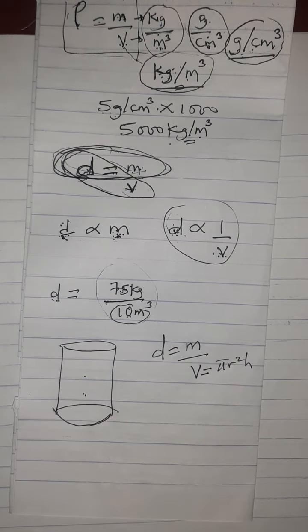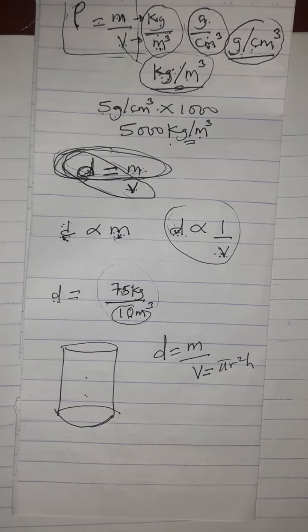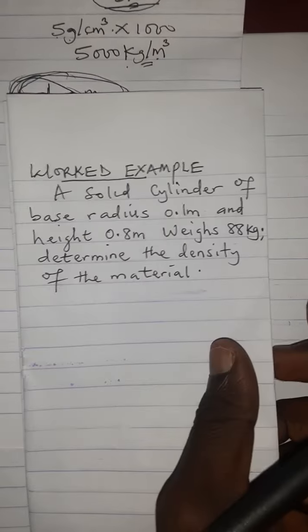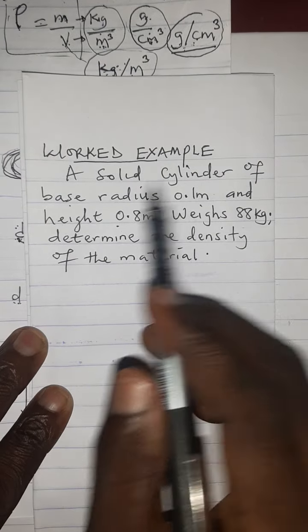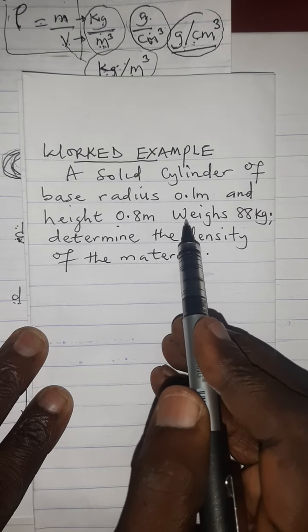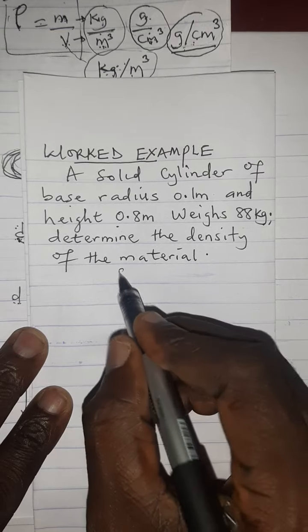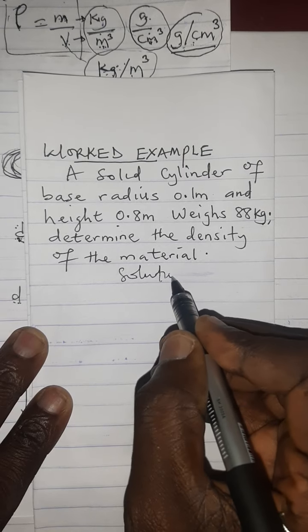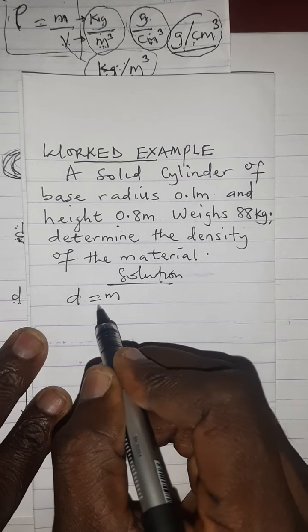So most times questions can come that way, and you start looking for how to get the volume, but they might give you the right parameters, that's the radius and the height. So let's see a question like that here. So this is one of the questions. It said a solid cylinder of base radius 0.1 meter and height 0.8 meter weighs 88 kilogram. Determine the density of the material. So without wasting time, we know that density equals mass over volume.